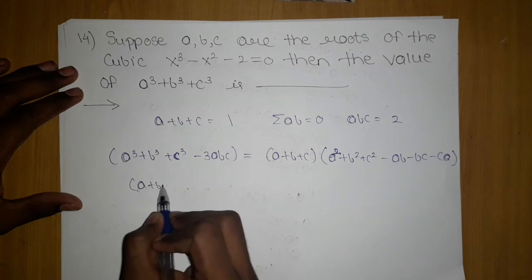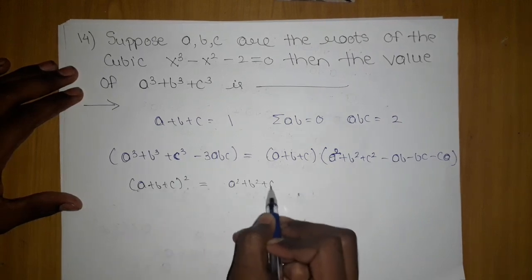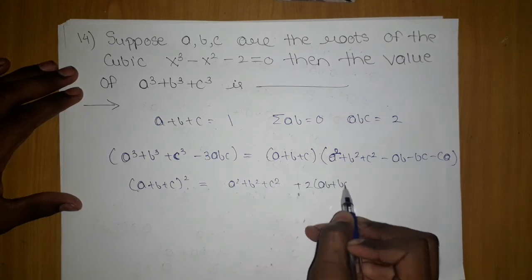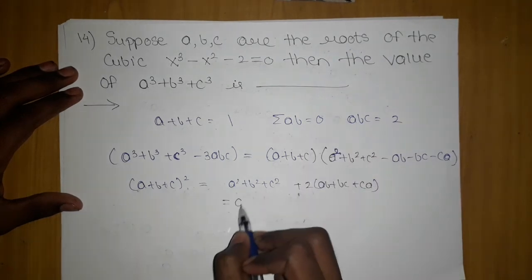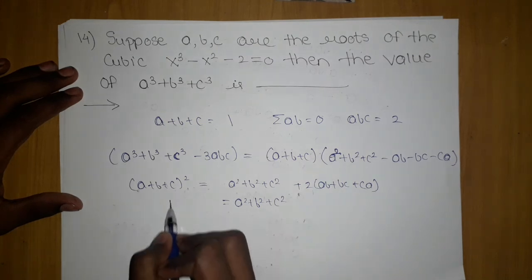This thing is easy, we have done it many times. (a plus b plus c) whole square is a square plus b square plus c square, plus 2 into (ab plus bc plus ca). But if you remember, we have this thing as 0, so a square plus b square plus c square will be equal to this, which is 1.